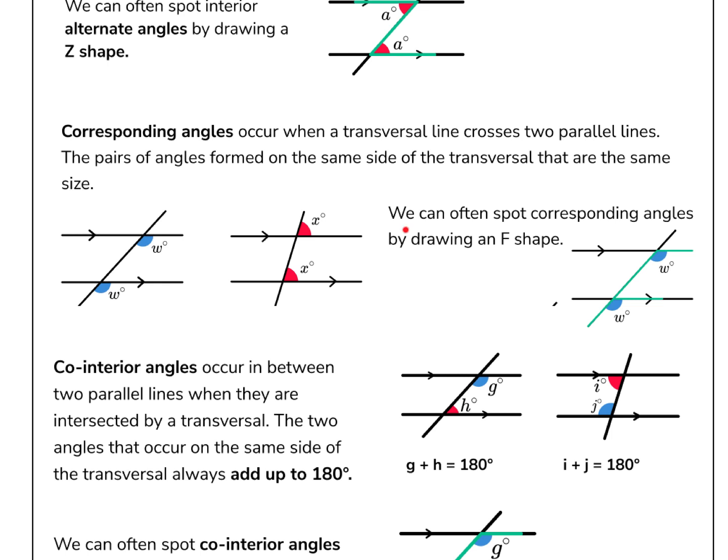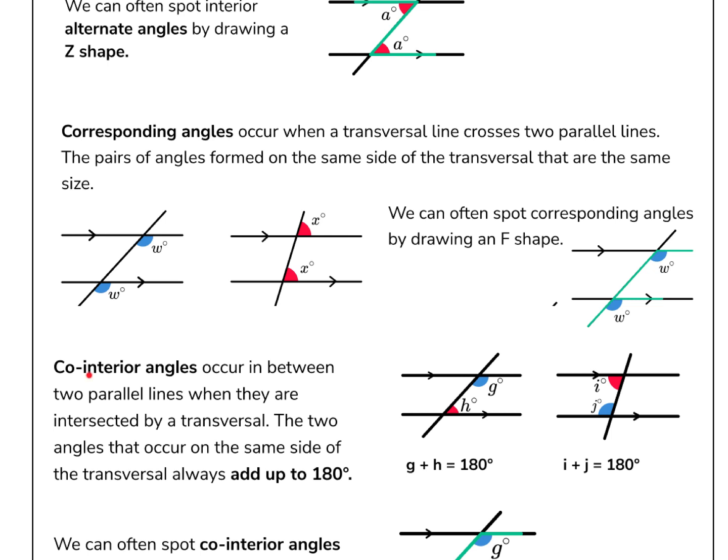And we can often spot corresponding angles by drawing an F shape. So here is your F. And it could also be back to front. So we could say that this angle is corresponding with this one, and this angle is corresponding with that one. So this would be your F shape. This would be an upside down F. You could also have a back to front F and a back to front upside down F.